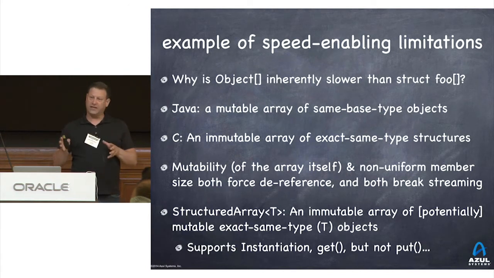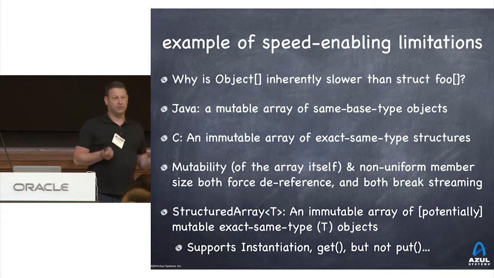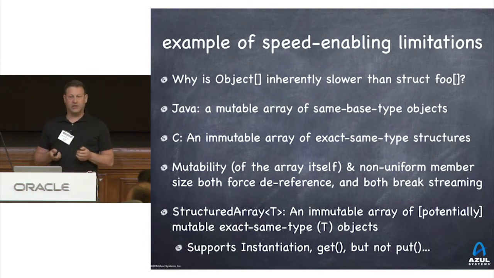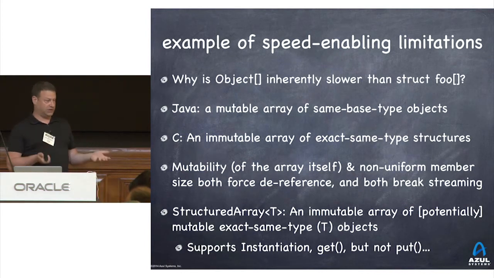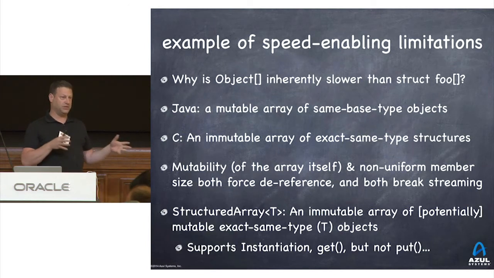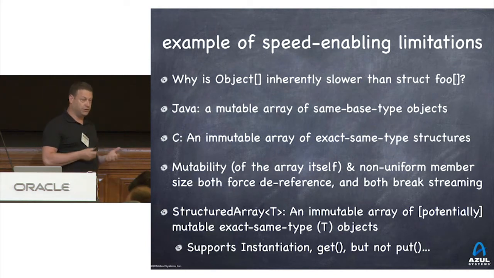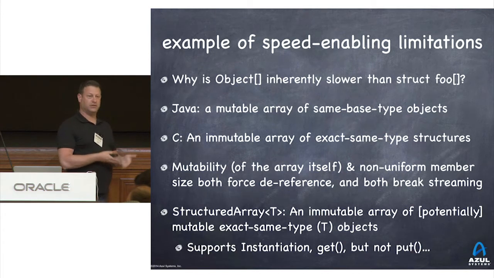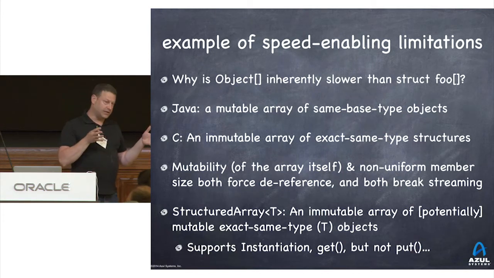It basically aims to match the semantics that an array of structs has, the ones that give you speed. Not trying to match the syntax, not trying to actually have structs, just giving you the qualities that actually give you the speed. You can instantiate it, you could do gets on it, you cannot do puts on it. Exactly the same limitations that an array of struct has.